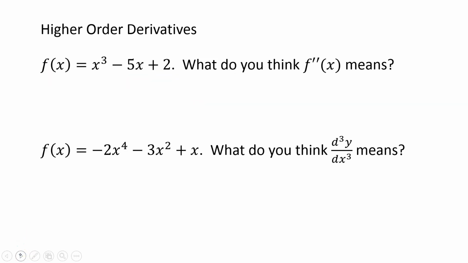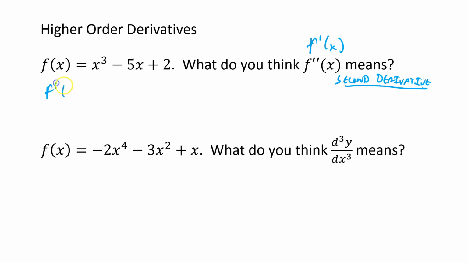All right, higher order derivatives. So this is something we haven't seen yet. We've seen f with 1 prime. What do you think it means if we have 2 primes? This means the second derivative. Okay, so let's see what happens.